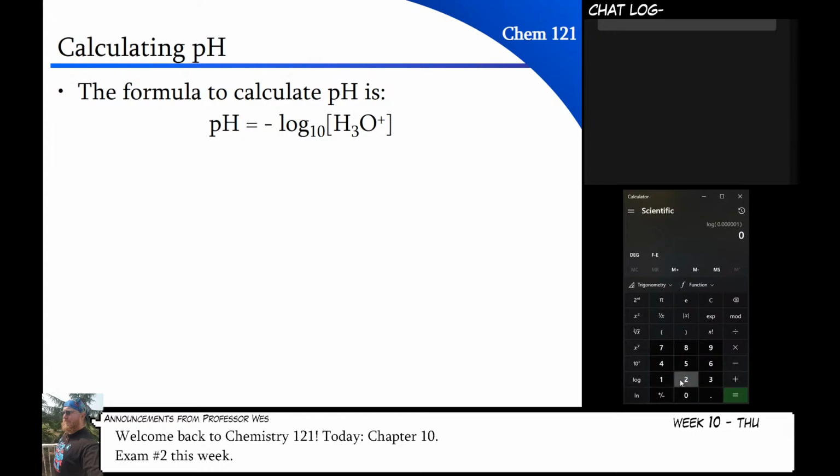Can you have a log of a negative number? So if I do this, no, you cannot. So you cannot log negative numbers.